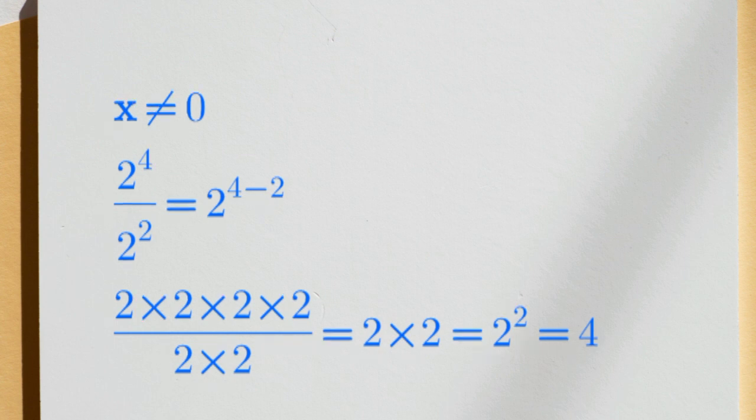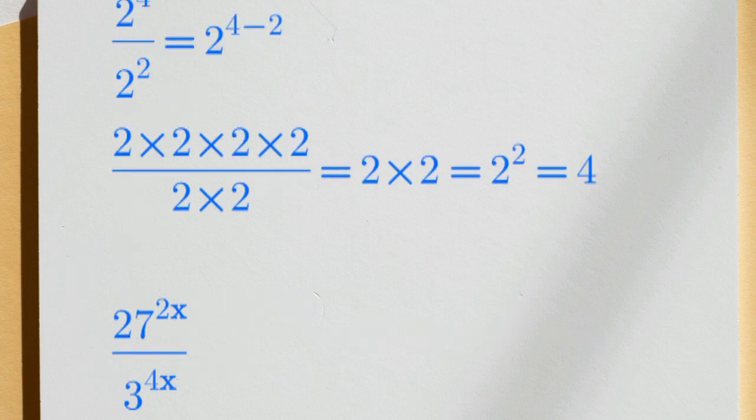Now before we move over to power rule, let's solve other examples on our quotient rule. So when you have 27 raised to the power of 2x all over 3 raised to the power of 4x. Now this is kind of complicated, but it's also simple. So what is the first thing we are going to do? We're going to try making our base equal. That is, our 27 and 3, we are trying to make them equal.